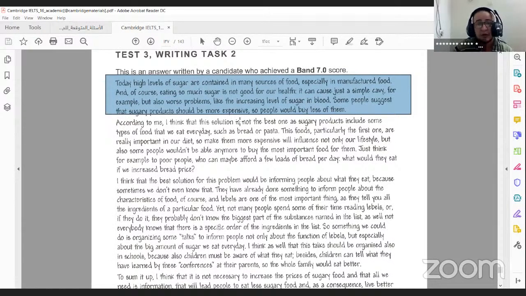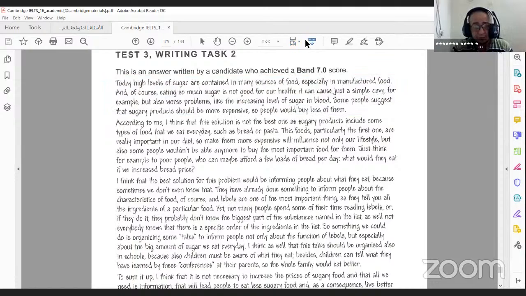Okay, now let's stop sharing this one, and we are going to take another one for a candidate who achieved a lower score. Just a second.